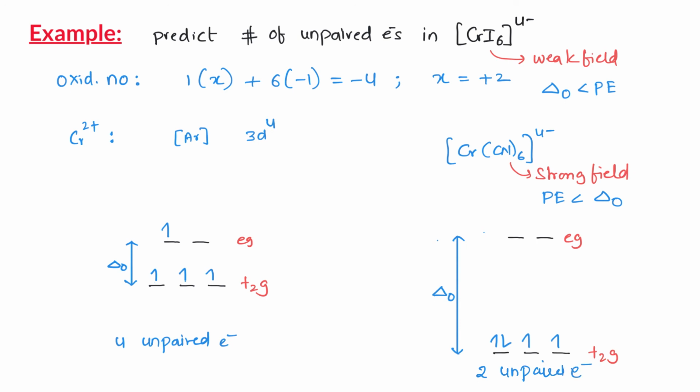In the case of the chromium 2+ ion, the high spin complex has 4 unpaired electrons, while the low spin complex has only 2 unpaired electrons. Note that both of them are paramagnetic in nature. However, the one with 4 unpaired electrons will be more paramagnetic than the one with 2 unpaired electrons.